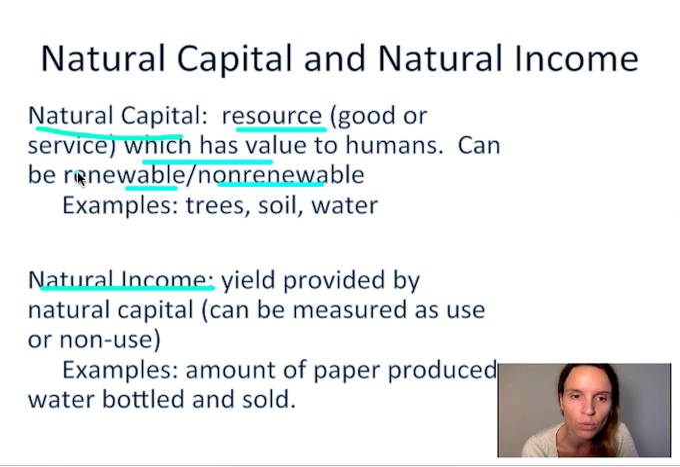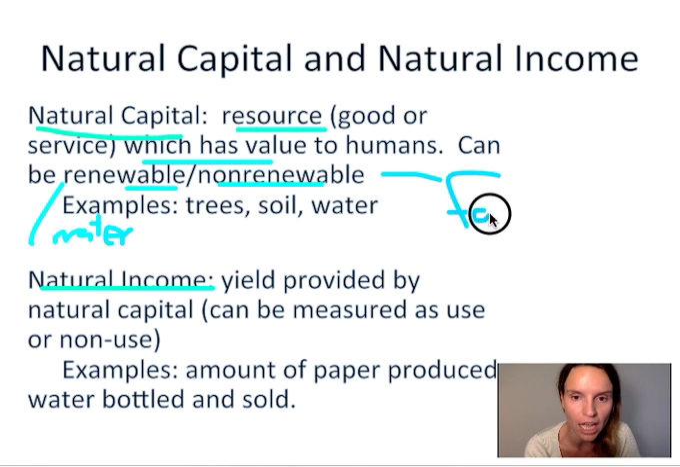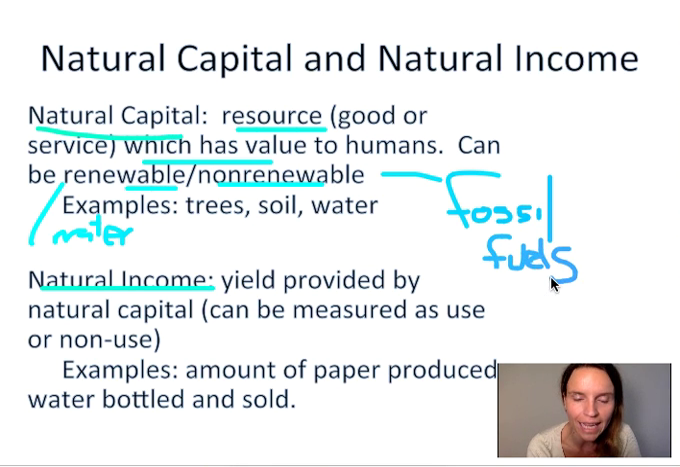So for example, we use water, which is technically a rechargeable resource, as a source of natural capital for a lot of different things. We also use fossil fuels, which is a non-renewable source of natural capital, for a lot of things as well. And there are all different values that you can assign to these different kinds of capital. We'll get into that a little bit more in the next slide.